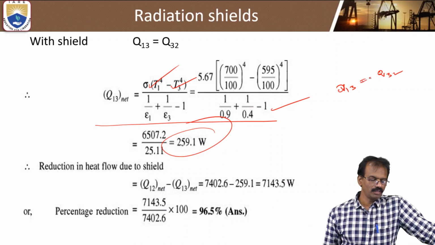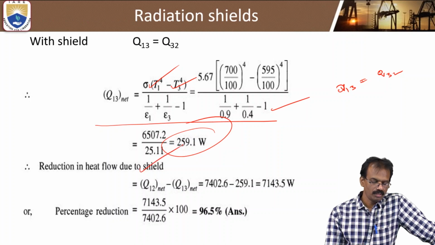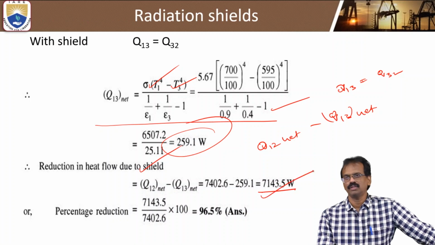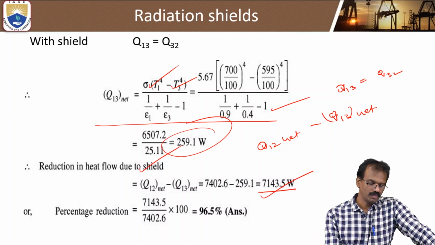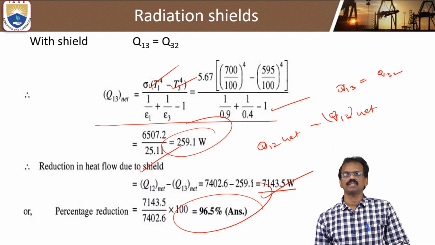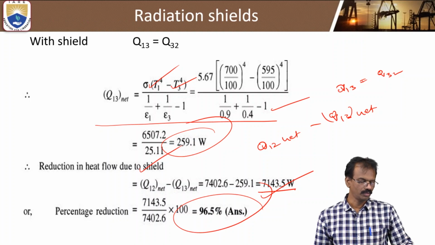Okay. Then the reduction in heat flow due to shield. We can write it like this: Q12 overall net minus Q13 net, due to shield, is equal to 7143. So this is the difference. Then the percentage reduction is this difference divided by the overall net, that is 7402.6. Automatically we will get 96.5% reduction. So in this way also we can find the values of percentage reduction.